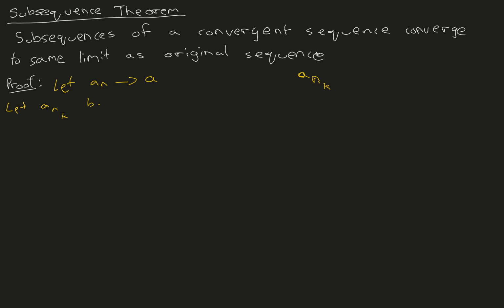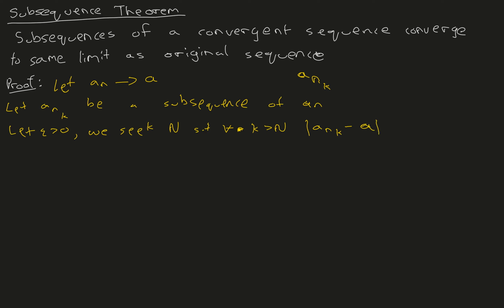So let a_nk be a subsequence of a_n. So let epsilon be greater than 0. This is our template of the proof. Remember, we seek N such that for all k greater than N, because k is the index of the subsequence, a_nk minus a, because the subsequence should also converge to the same limit, should be less than epsilon.